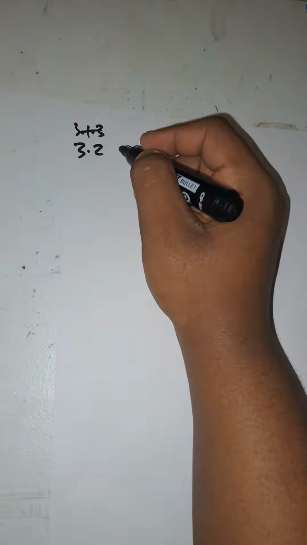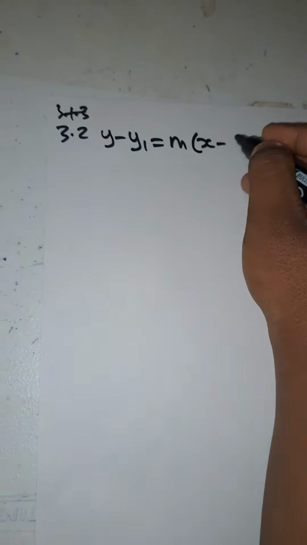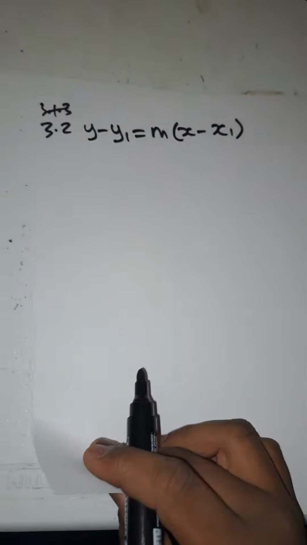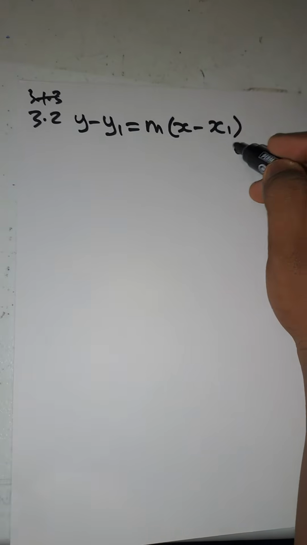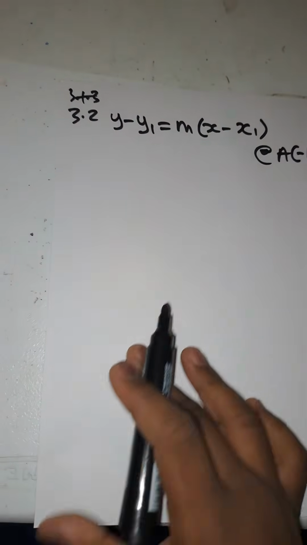I prefer this method because it takes you straight to the answer. So y minus y1 equals m times (x minus x1). Now which point am I going to use? At point A, I have minus 1 and minus 10.